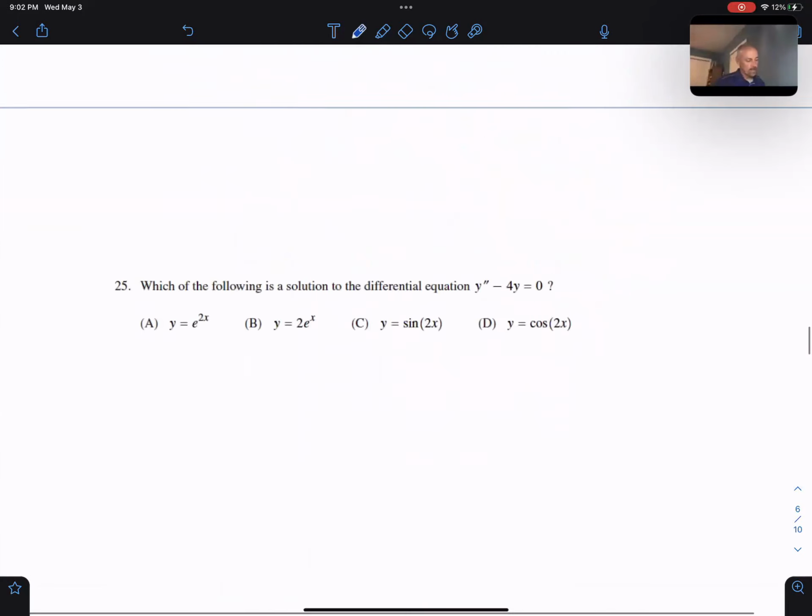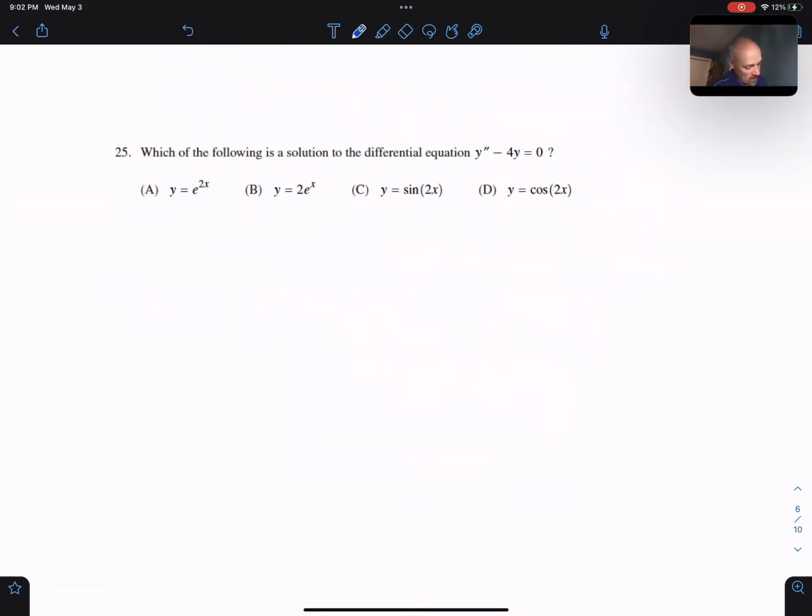Which of the following is a solution of the differential equation y double prime minus 4y equals 0? Okay, this one is a little tricky. What we might do is say, hey, they're giving us 4 possible particular solutions. Let's see if we can take the derivative of these particular solutions and see which one gets back to this. So I'm just going to start with this one.